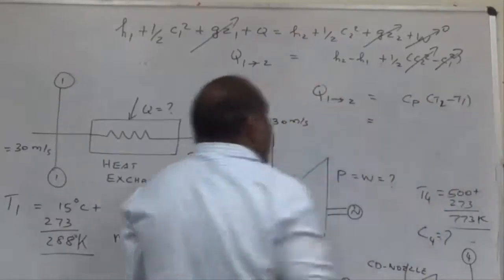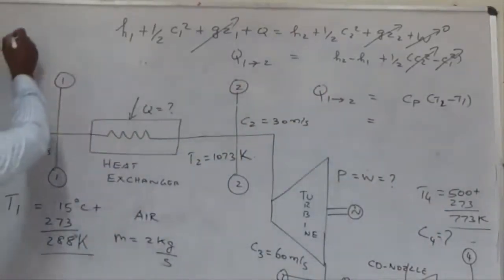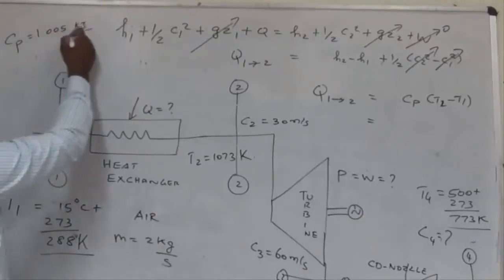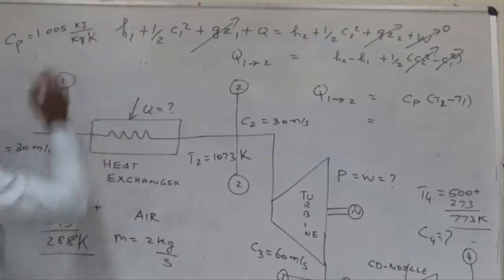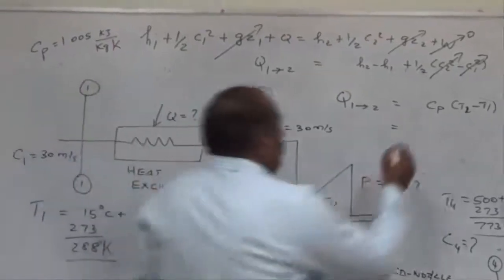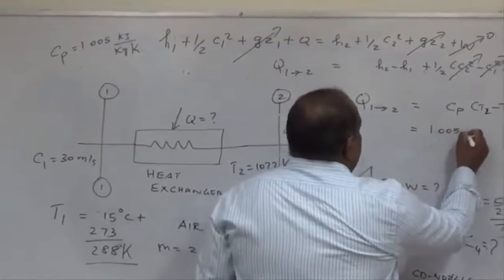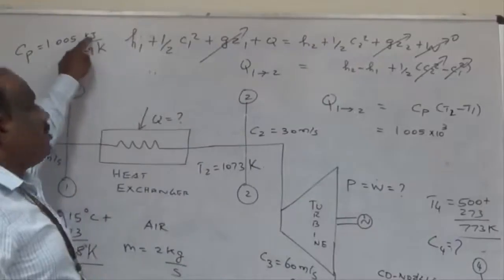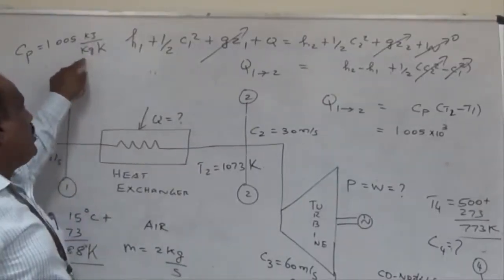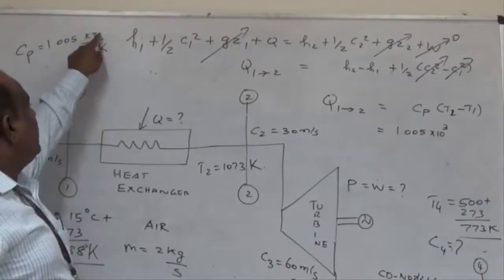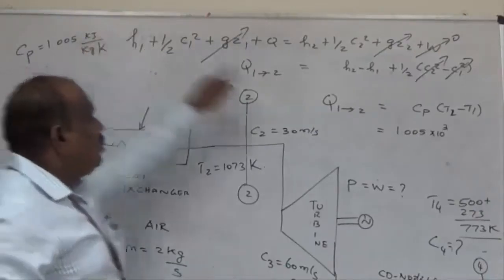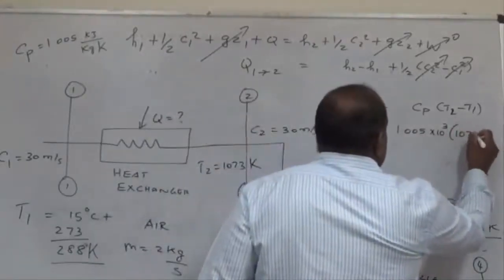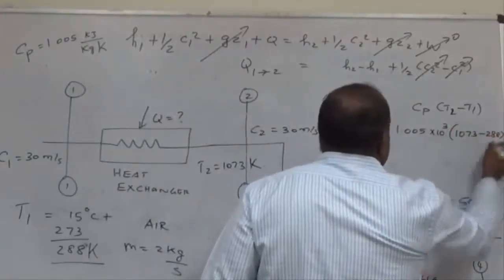What is Cp for air? You should know. In the problem they won't give it. The Cp of air is 1.005 kilojoule per kilogram Kelvin. So you substitute here 1.005 into 10 power 3. Don't forget to multiply by 10 power 3 because we want to convert the kilojoules into joules. For kilogram there is no need to change, and there is no need to change the Kelvin, but there is a need for converting the kilojoules into joules. So I multiply by 10 power 3. What about T2? 1073. What is T1? 288. So what is the answer?